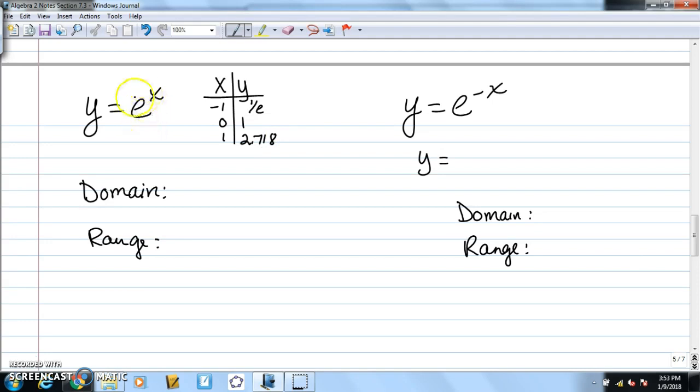But this e is 2.718. It's greater than 1. So this is going to be exponential growth, okay? But you could just plot these points and see what it looks like. But again, your domain is still all reals, because you haven't changed anything. I can put any x in here, okay? Just because this is 2.718 rather than 2 doesn't mean my domain is going to change.